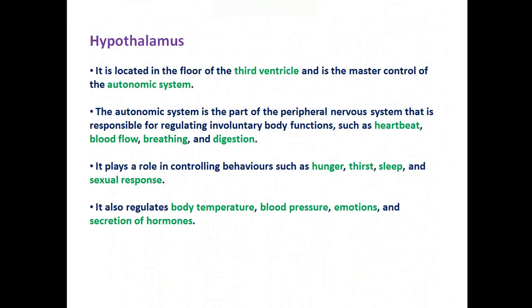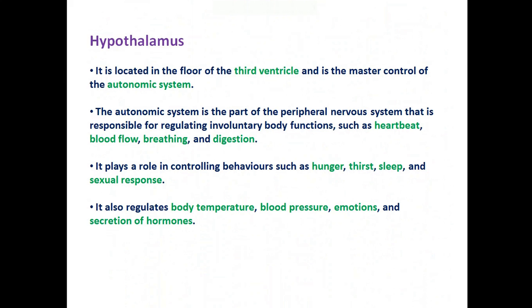First is hypothalamus. It is located in the floor of the third ventricle, and is the master control of the autonomic system. The autonomic system is the part of the peripheral nervous system that is responsible for regulating involuntary body functions, such as heartbeat, blood flow, breathing, and digestion.